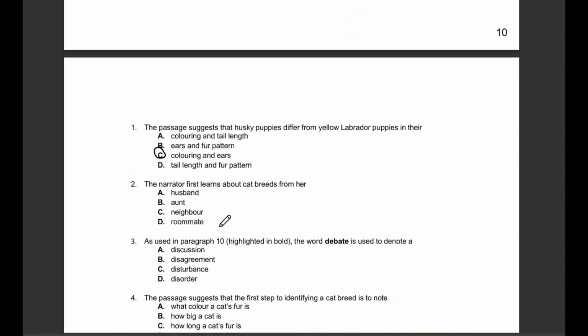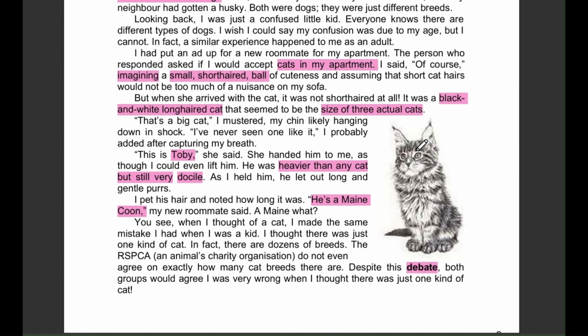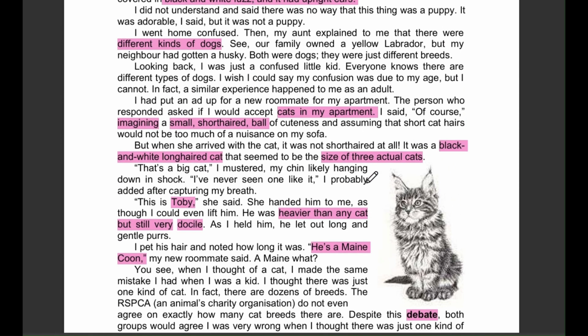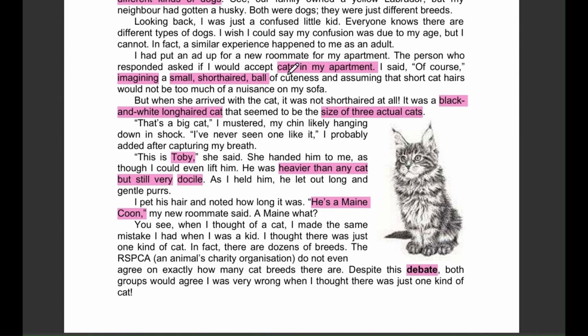Moving on to question number 2. It says, the narrator first learns about cat breeds from her, with the options being A, husband, B, aunt, C, neighbor, D, roommate. The answer to this question is letter D, roommate. The text tells us that it was the narrator's roommate who brought a cat into their home. This is when the narrator started learning about all the different types of cats, like the Maine Coon.